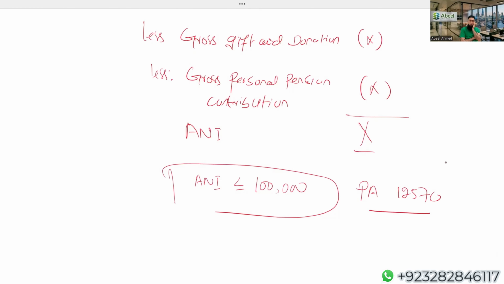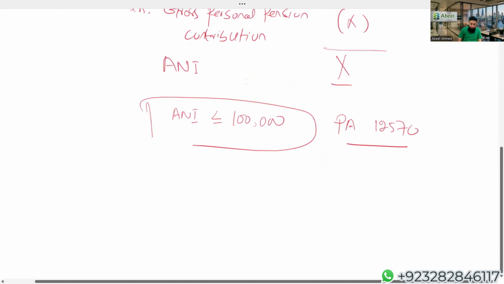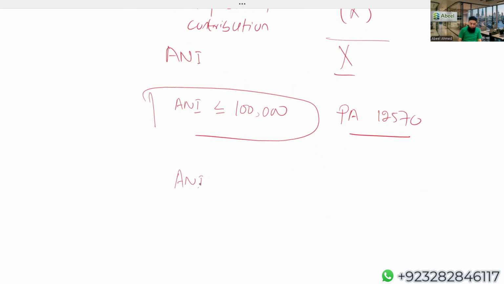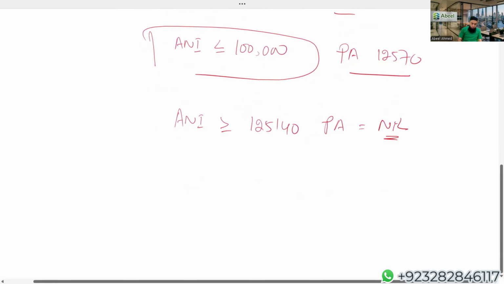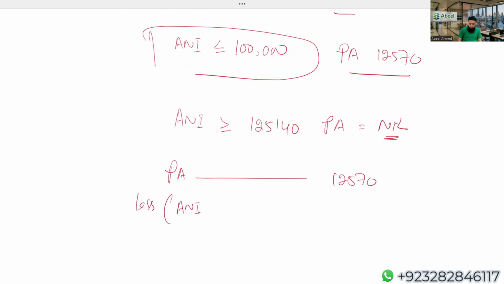If someone is having more than 100,000 ANI, then what happens? Then obviously personal allowance will reduce, which means that whoever is having adjusted net income more than or equal to 125,140, then logically personal allowance becomes zero, nil. Obviously it cannot be negative. So simply, personal allowance 12,570 less adjusted net income, make sure it has to be more than 1 lakh, minus 100,000, then 1 upon 2 or 50% is the same thing.